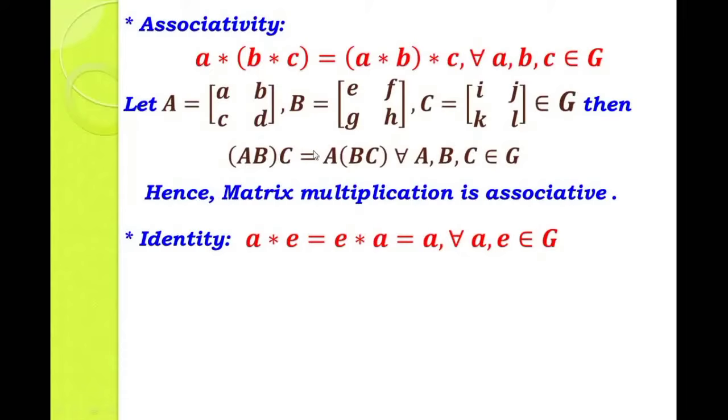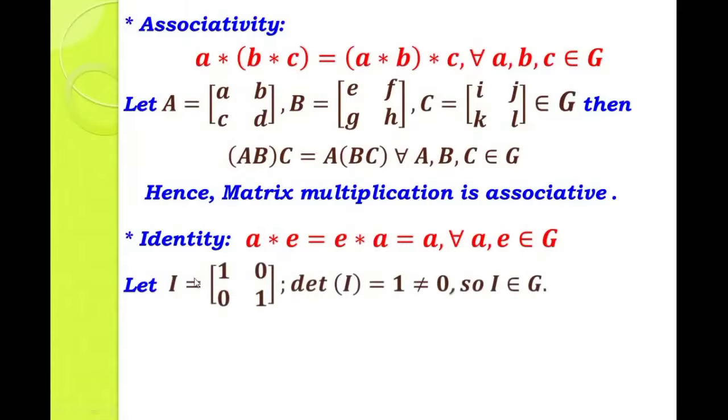So here the given problem is a 2 by 2 matrix. So we consider capital I equal to [[1,0],[0,1]]. If you find the determinant of I, you should get what? Always not equal to 0. What is the determinant of I? 1 into 1 minus 0, you get 1. That 1 is not equal to 0. Therefore, I belongs to capital G.